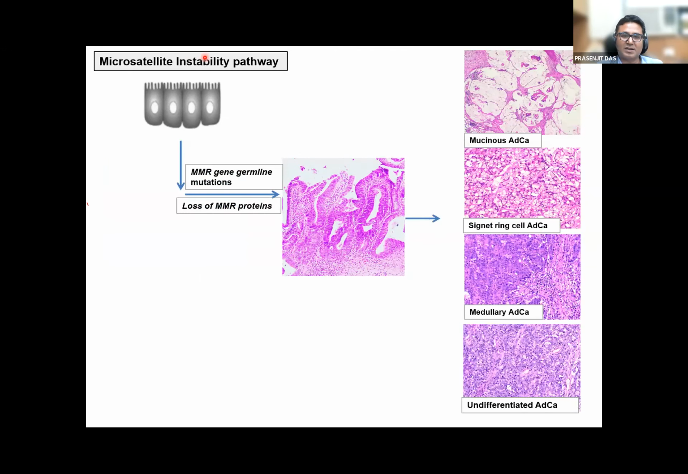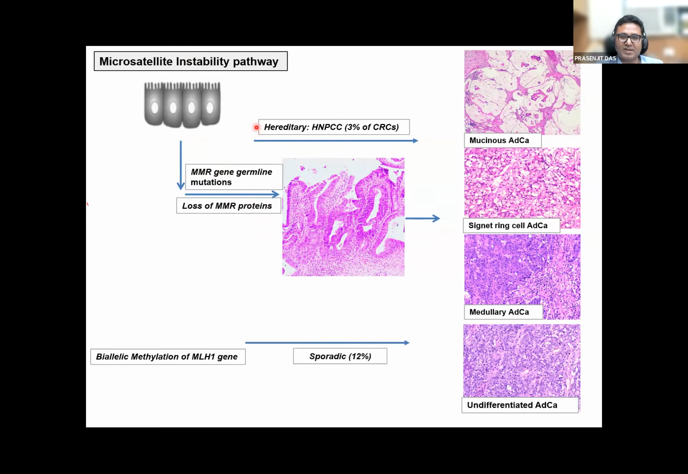On the other hand, in the microsatellite instability pathway, we have either a germline mutation of the MMR genes, or the MMR proteins are lost because of methylation. But there can be two scenarios where we can identify microsatellite instability. One is the scenario of HNPCC, where there is a germline mutation, and also we can identify MSI in sporadic colorectal carcinomas.